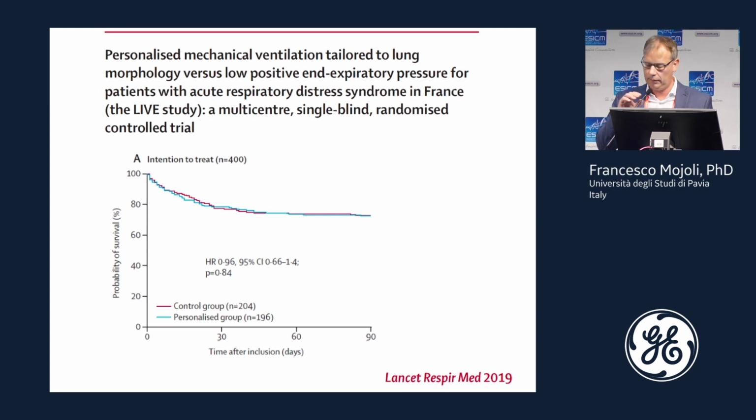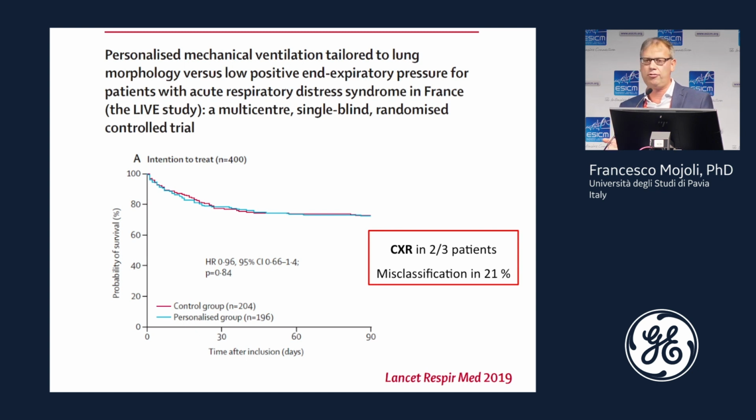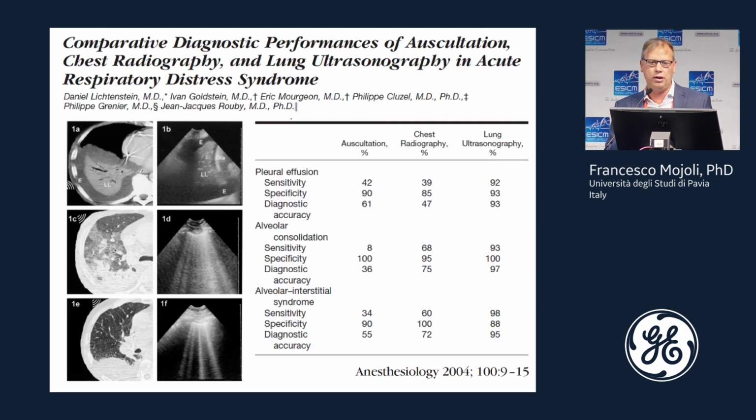However, lung morphology in this trial was assessed with standard chest X-ray in the majority of the patients, who were misclassified in more than 20% of the cases. Let's say that this was not completely unexpected because we know that standard chest X-ray has a very poor diagnostic accuracy in ARDS patients, not that different compared to chest auscultation.